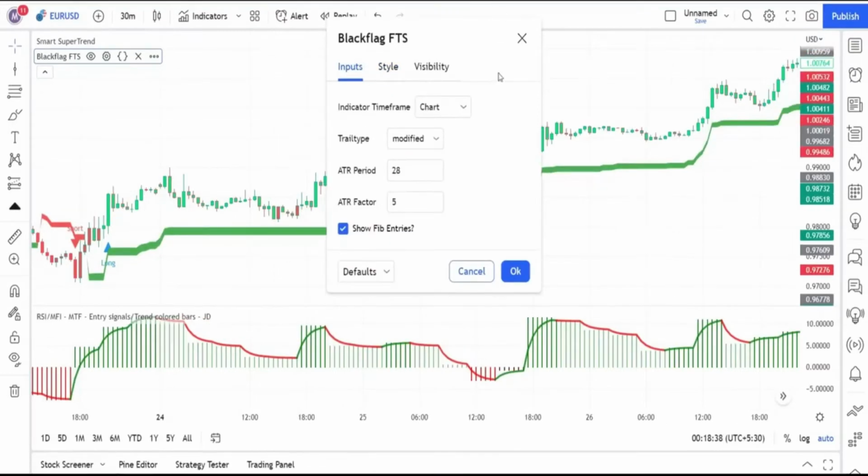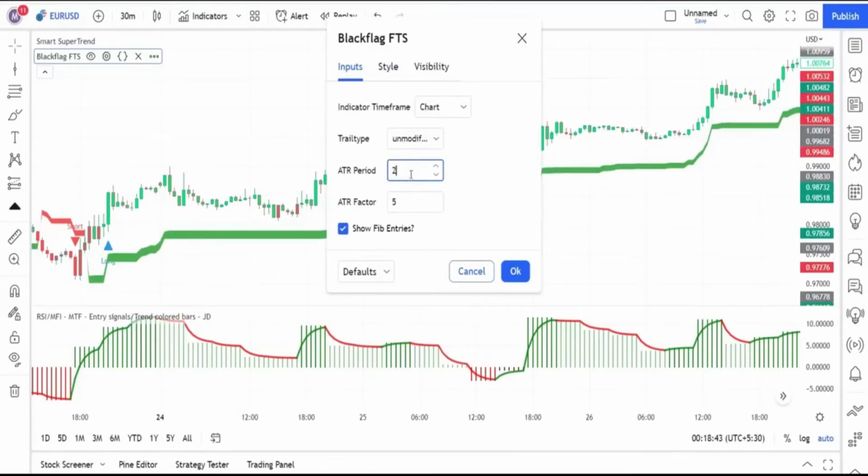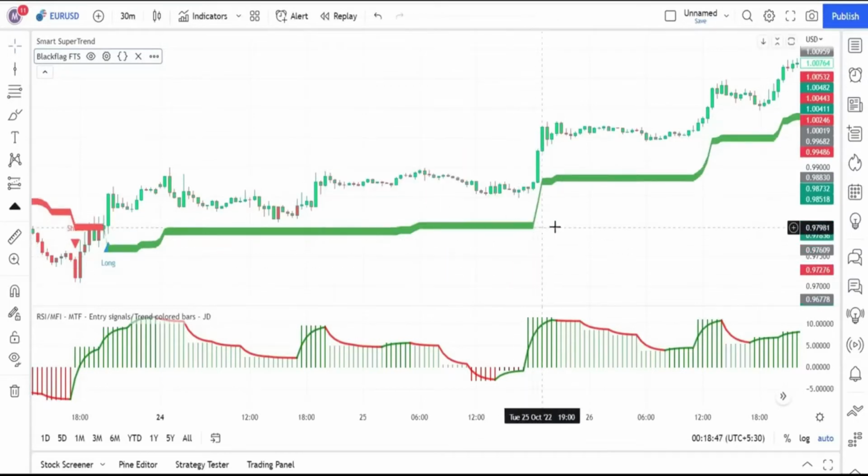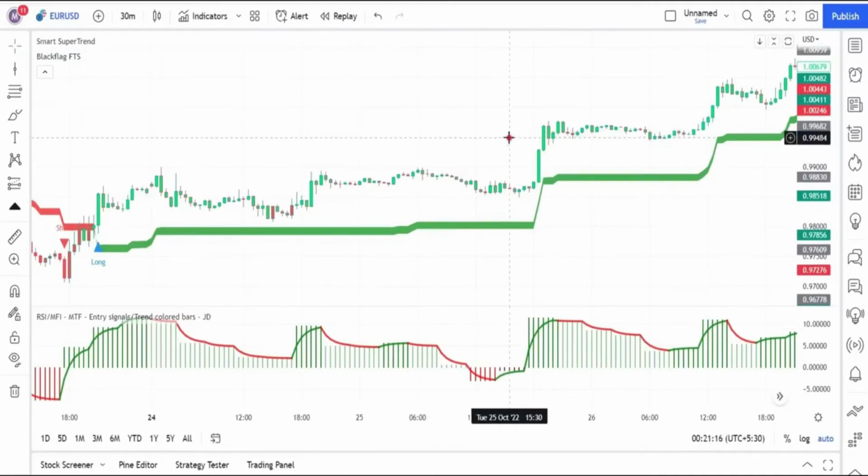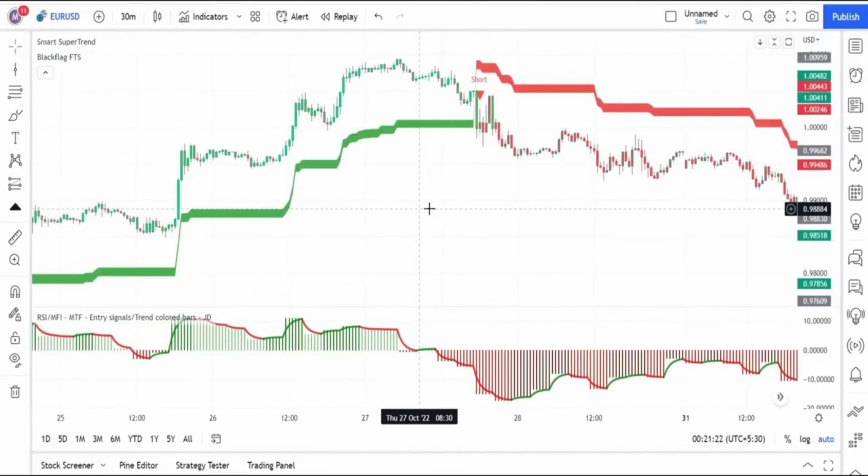Then, in the input menu, change the trade type to unmodified, and then change the ATR period to 200 and the ATR factor to 6. Now let's understand the setup. This black flag indicator shows us the direction of the market's trend. If the price is higher than the green line, it means that the trend of the market is upwards, and if the price is lower than the green line, the trend of the market is downwards. Okay, the setup is finally ready.